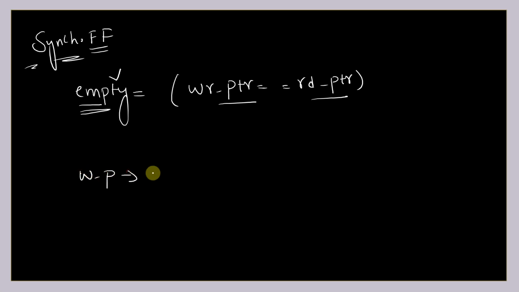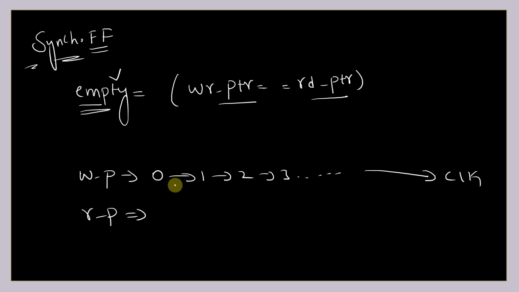The write pointer was incrementing from 0, 1, 2, 3, and so on with respect to a clock, and the read pointer was also incrementing like 0, 1, 2, 3 with respect to the same clock. So write operation was happening with respect to the same clock, and read operation was happening with respect to the same clock. So we could track this empty condition very easily. Finding out whether the FIFO is empty or not was easier because both the devices were working with the same clock.